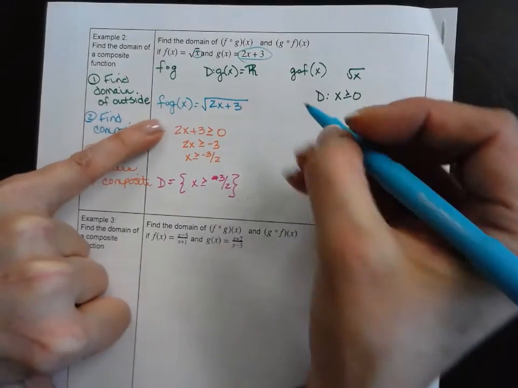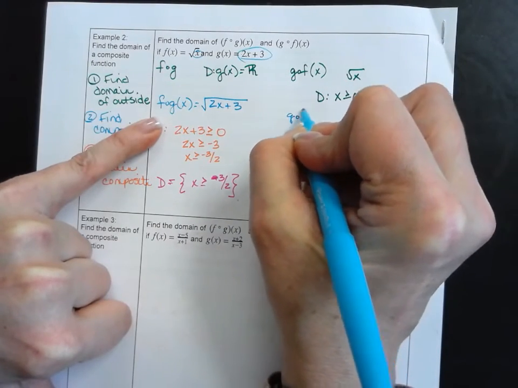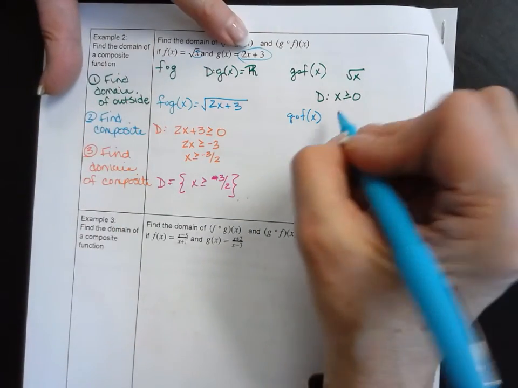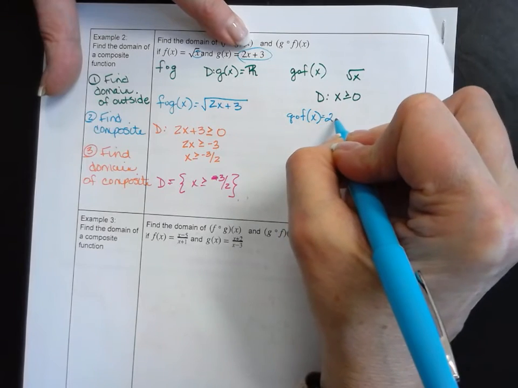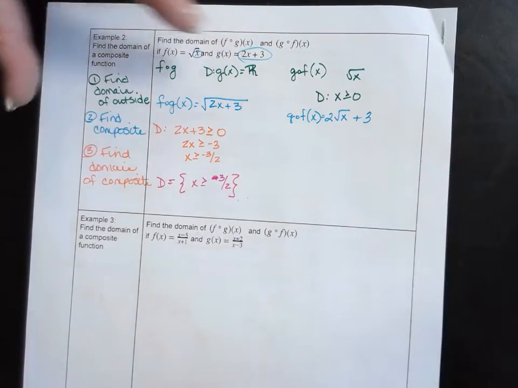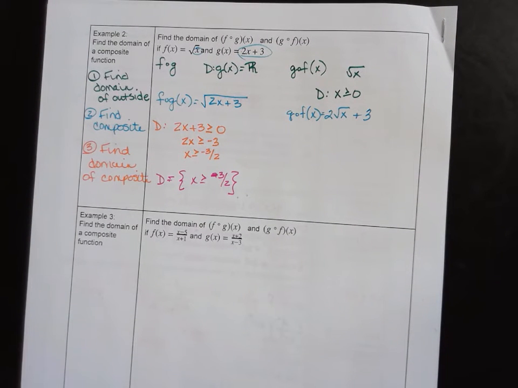All right. Let's find our composite. So I'm going to have 2 times the square root of x plus 3. Do I need to simplify anything other than that? No, I'm good just like that.